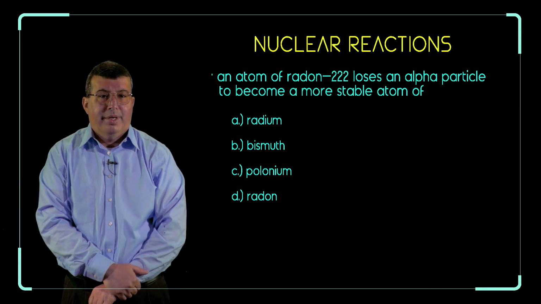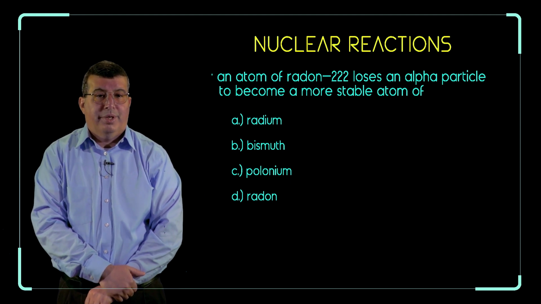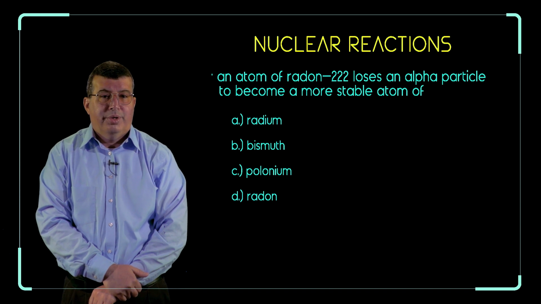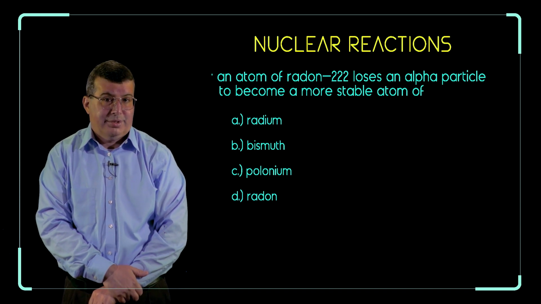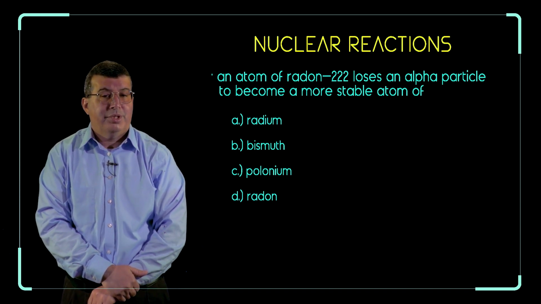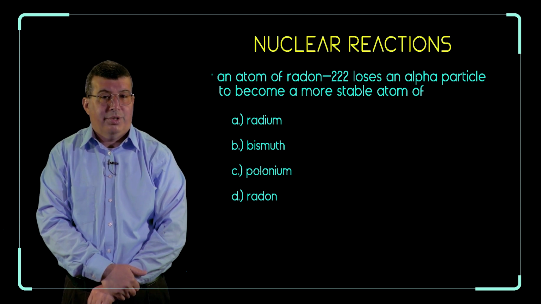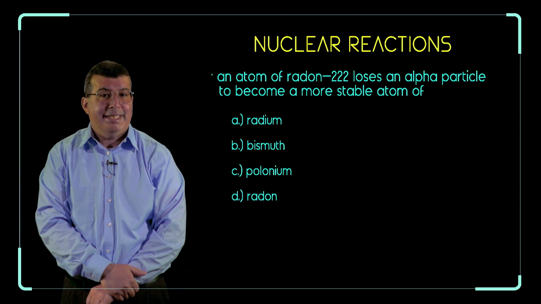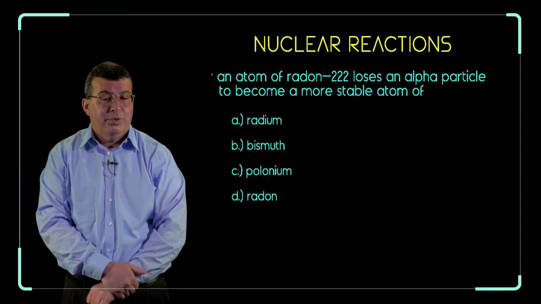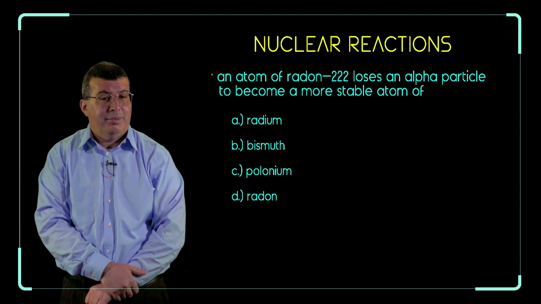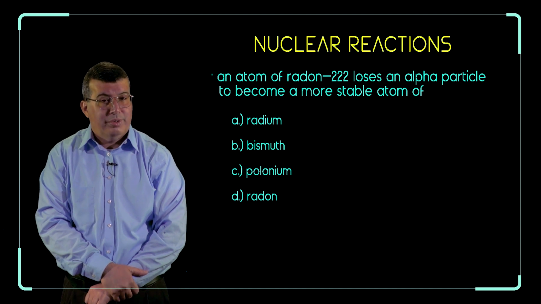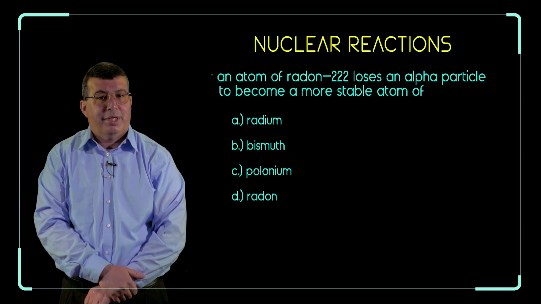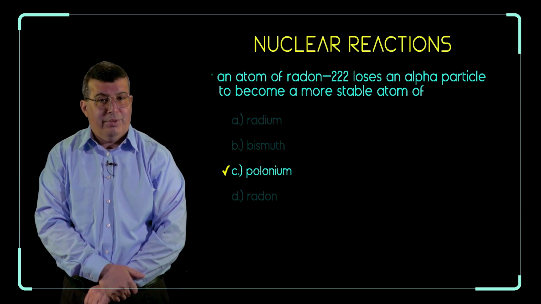Okay, now remember that when you eject an alpha particle, you lose 2 protons, so the element number decreases by 2. If we look at the periodic table, radon is element number 86. So when it loses 2 protons, it becomes element number 84. And element number 84 is polonium, so the correct answer is C, polonium.